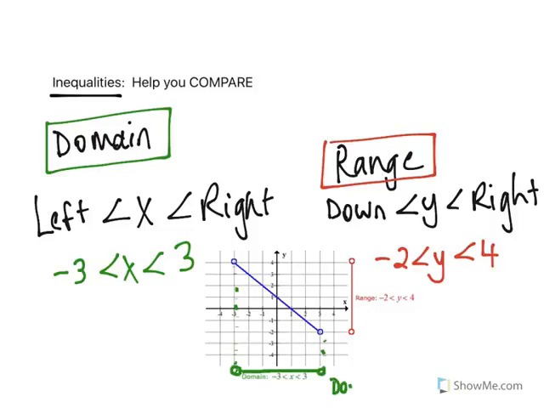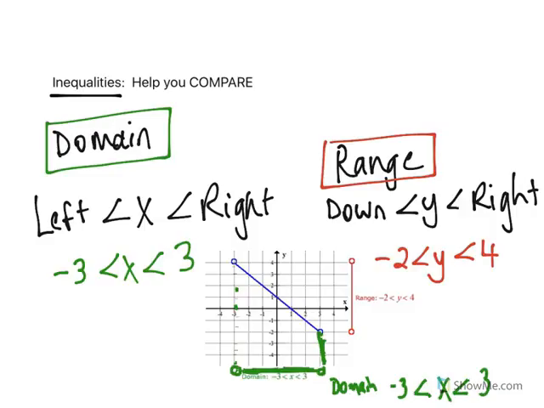We then write the domain with the furthest left value as the lower limit. We use the less than symbol. We put X in the middle because we're talking about domain. We put the less than symbol, and we put the limit on the right here. So this explains that the domain goes from -3 to +3.